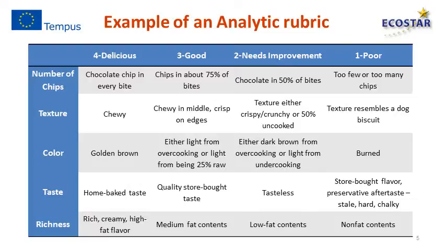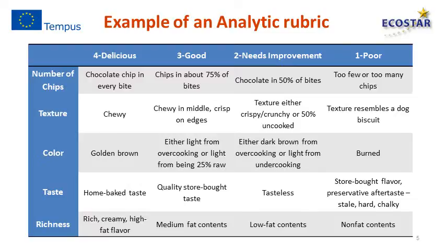For example, if we look at the color, if the cookie is burned, then you have to give the rating of poor. And if we look at, let's say, the dimension of taste, if it tastes like a quality cookie but a store-bought cookie, then it gets the rating of good. So again, in the cells, you have a description of what you see in reality, the standard for a particular dimension with a particular rating.